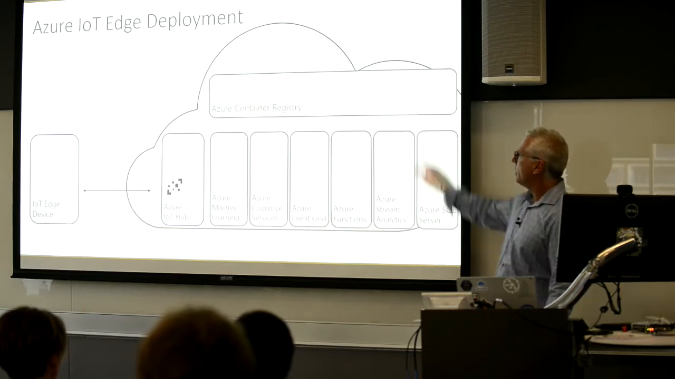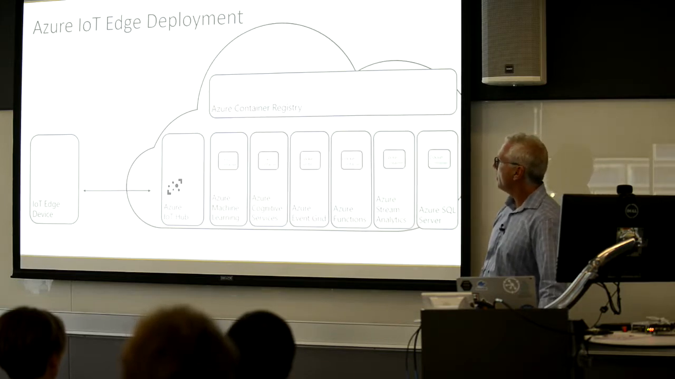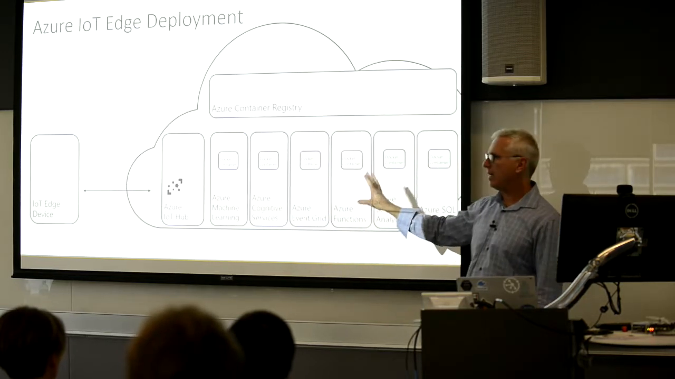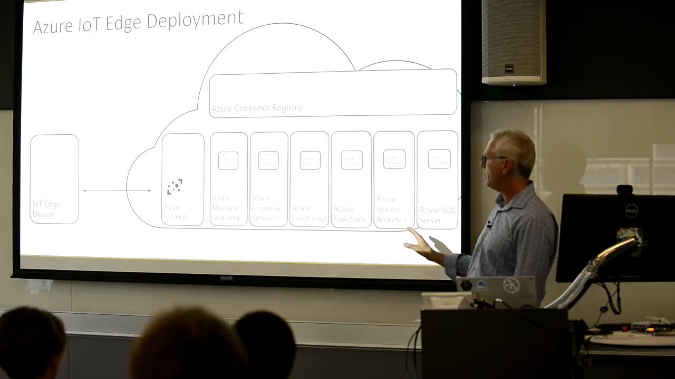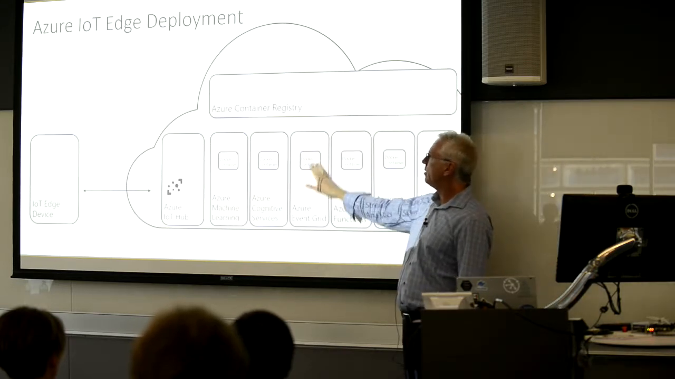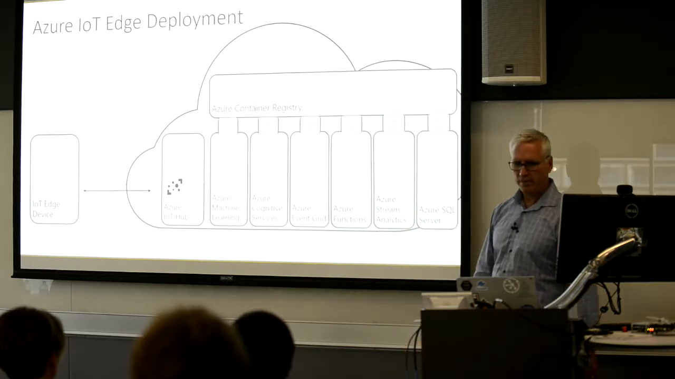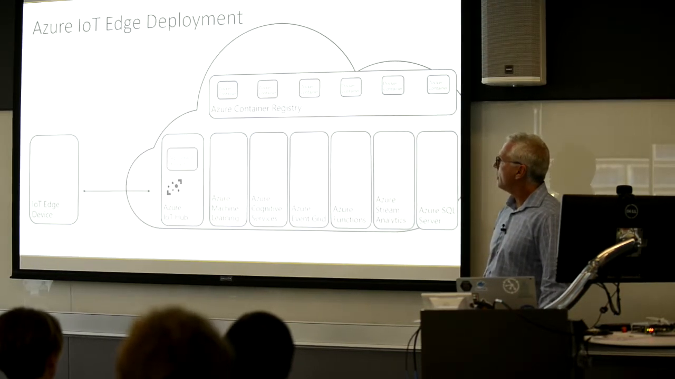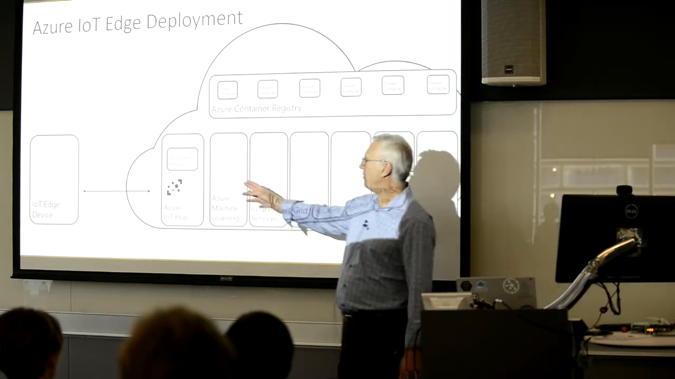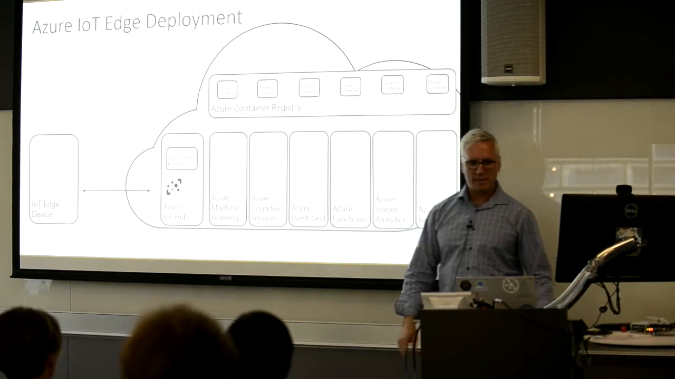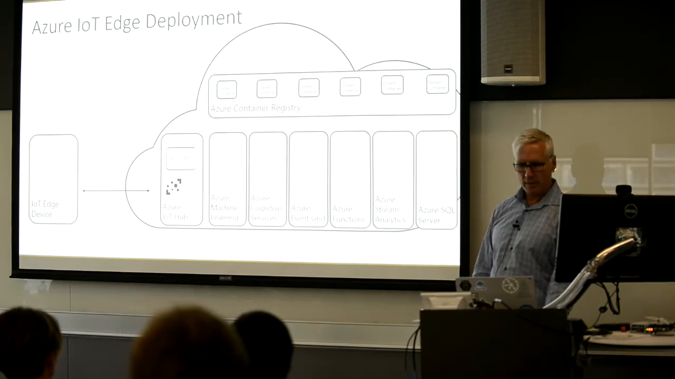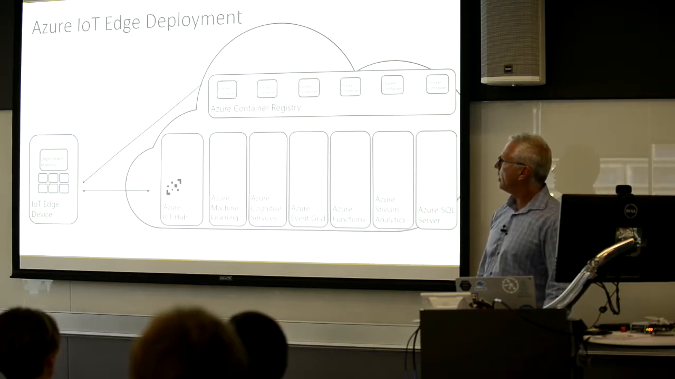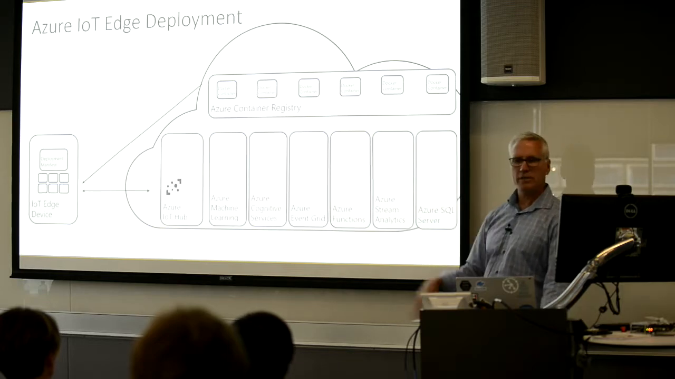So how does that all work? We have a container registry up in the cloud. And what you do is you build all your business logic up in the cloud. You test it up in the cloud. And you can even use your DevOps facilities up in the cloud. But then you containerize it, push it up into a container registry. It could be the Azure Container Registry. It could be Docker, whatever you like. Then you develop a deployment manifest, which says which things you want to send down and how you want to route the messages through them. You send that down to the device, which then pulls those down into your edge device and gets them running.